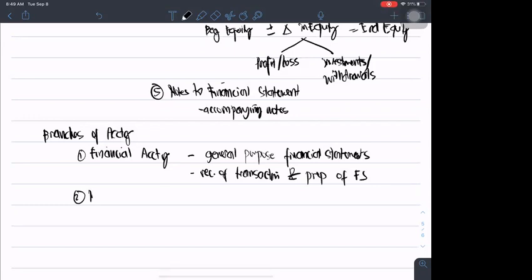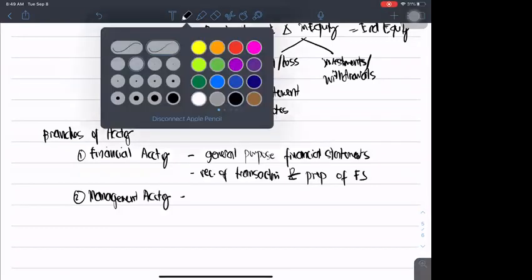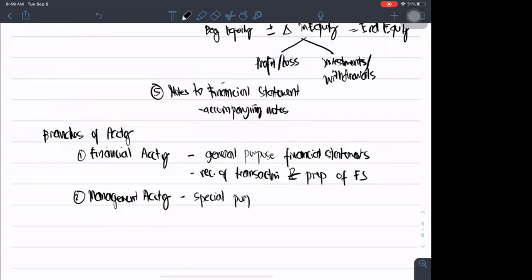The second one is your management accounting. Under your management accounting, it focuses on your special purpose financial statements. It is intended for management use. That's why it's known as management accounting. While financial accounting is intended for all users, because we look into your financial information and transactions, and later we prepare financial statements. Here in your management accounting, we have a financial statement, but the use is only for your management. Okay, so financial accounting, general use, management accounting for the use of the management.